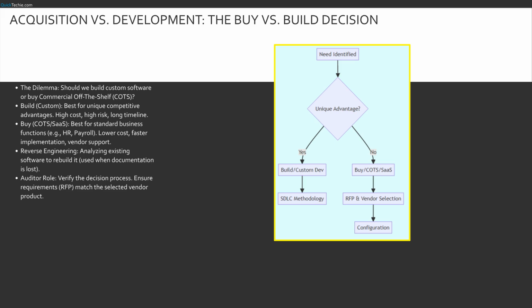This decision tree guides the strategy. We start with a need. We ask, does this provide a unique advantage? If yes, we go the custom build route and use the SDLC. If no, it's just standard accounting or email, we go the buy route. This leads to requests for proposals, RFPs, vendor selection, and finally, configuration of the purchased tool.